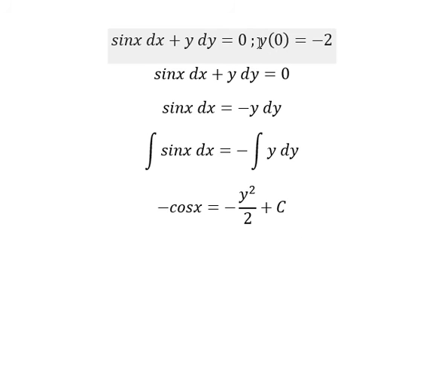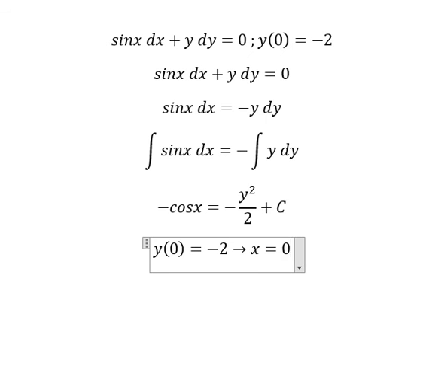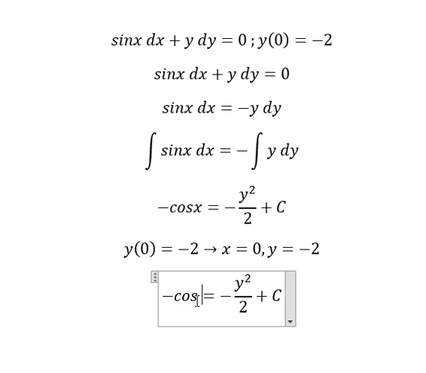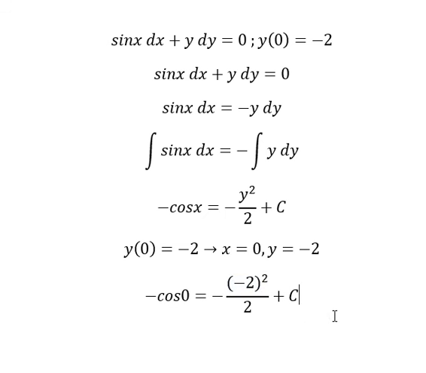Now we have the conditions. That means when x equals 0, y equals negative 2. So we put 0 and negative 2 in here to find the value of c.